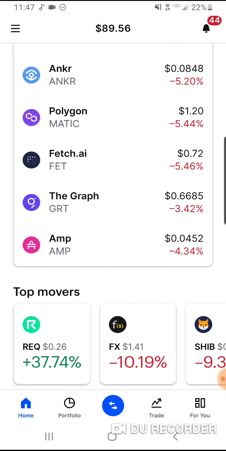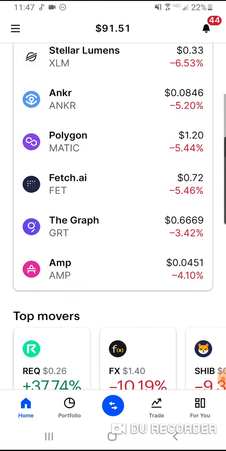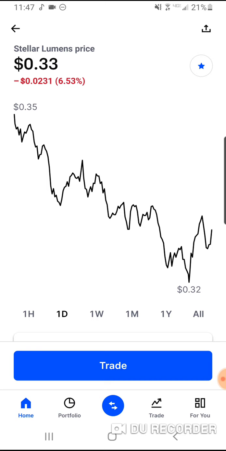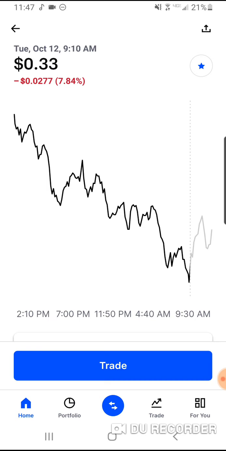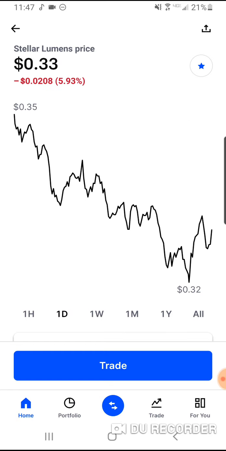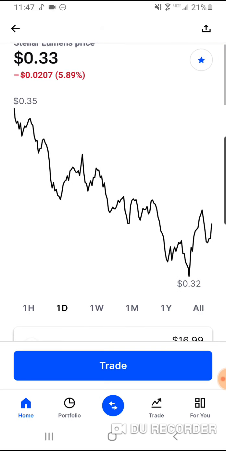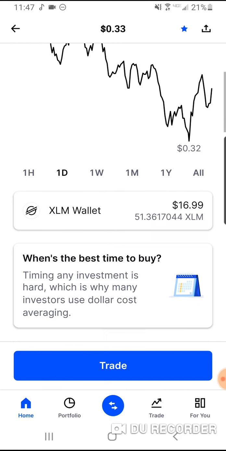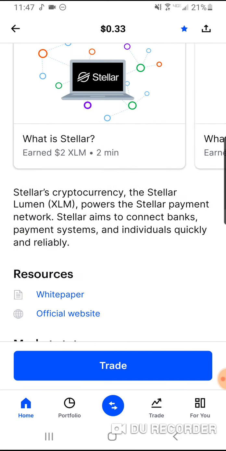Okay, so let's try to buy Stellar Lumens. So it's down right now, which is when you would like to buy. So it was at 32 cents at 8:55 a.m. Now it's at 33 cents. So it's higher. So I don't think I'm gonna buy right now.